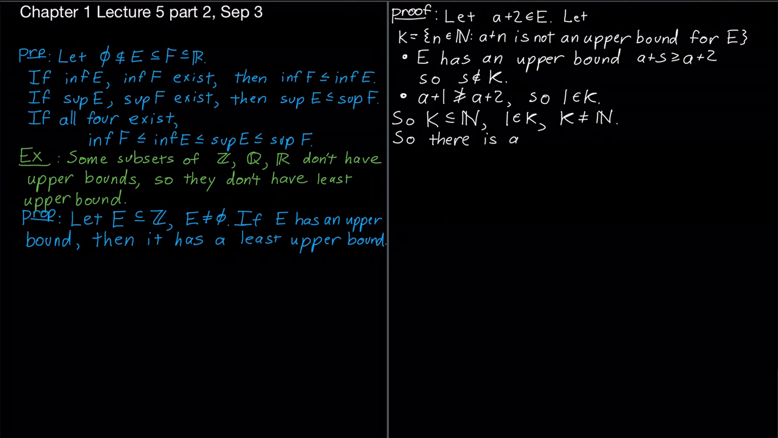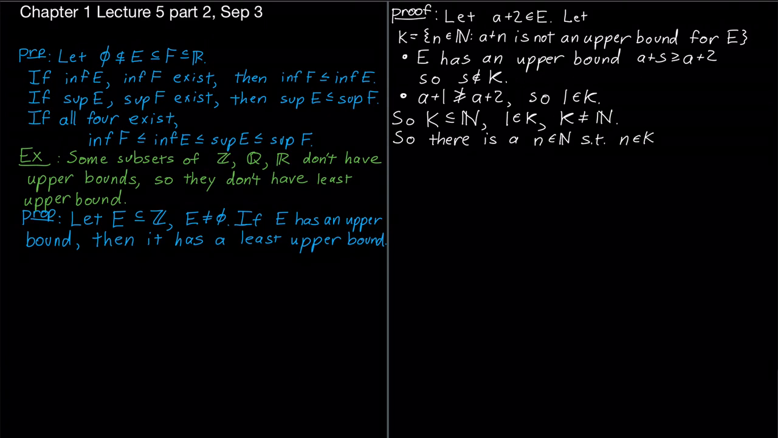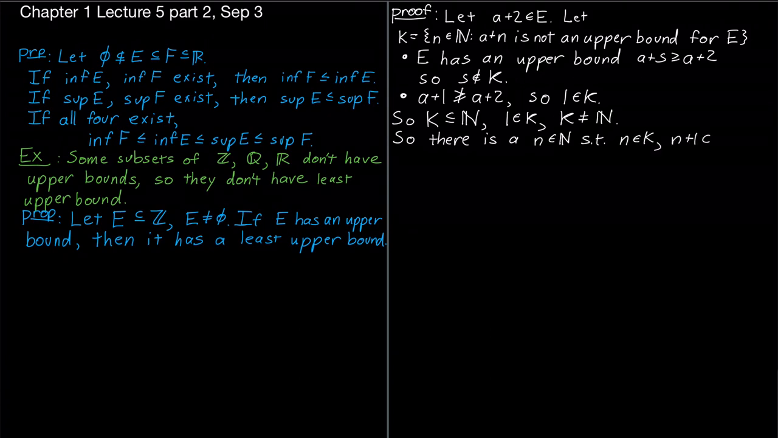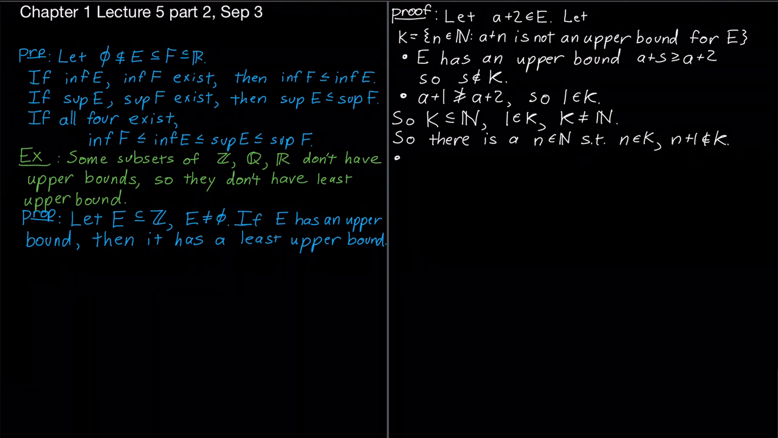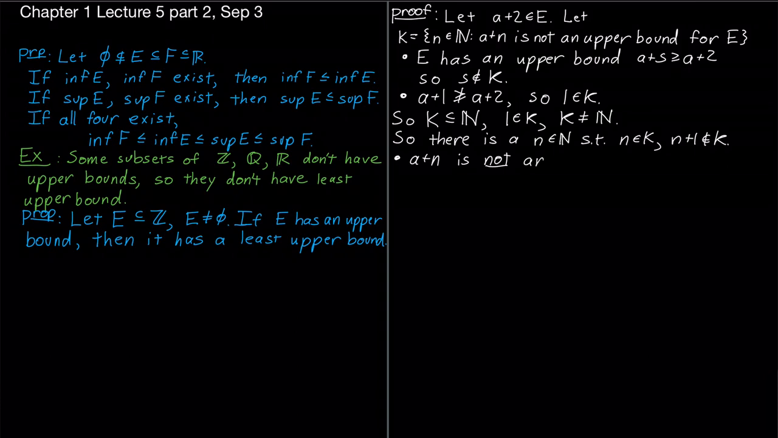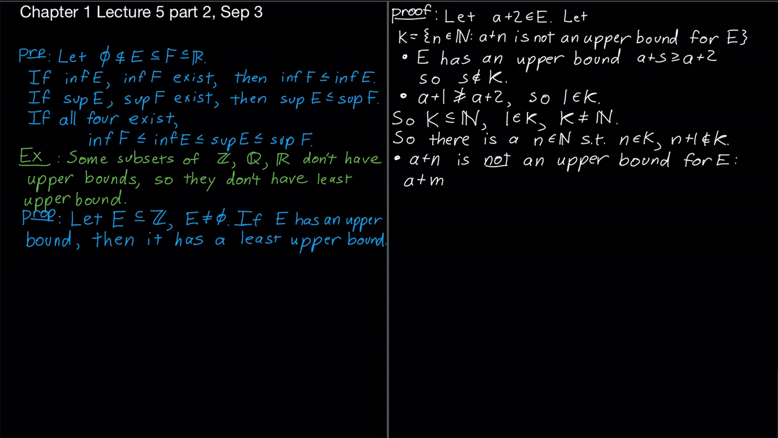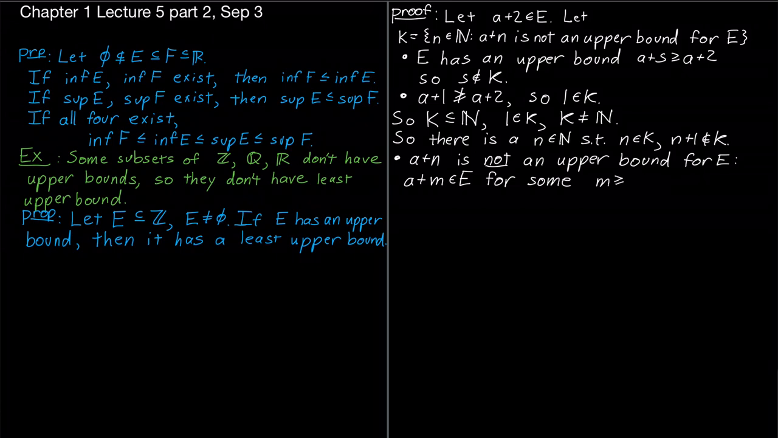So there is a natural number, n, such that n is in K, but the successor to n, n plus 1, is not in K. So that means that A plus n is not an upper bound for E. So A plus m is in E for some, at least one, m that is strictly bigger than n. And A plus n plus 1 is an upper bound.